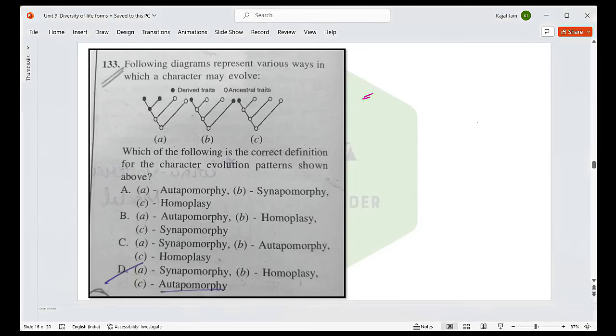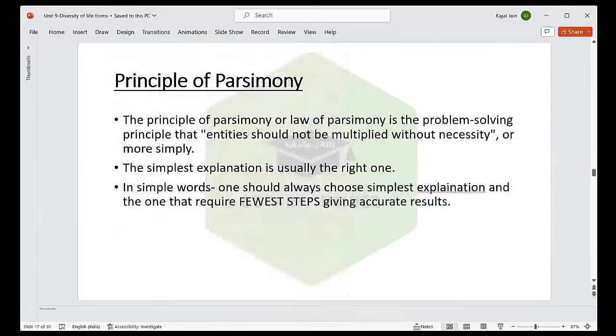Very good for this particular question. So what is the first one? The first one is synapomorphy, as I have explained. Then you have homoplasy, this and this, and then you have autapomorphy. A simple, basic question. This was a 4-marker that was asked in the examination. Okay, remember this. Next is the principle of parsimony.